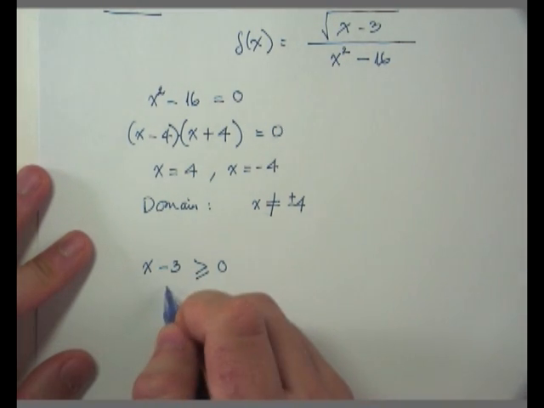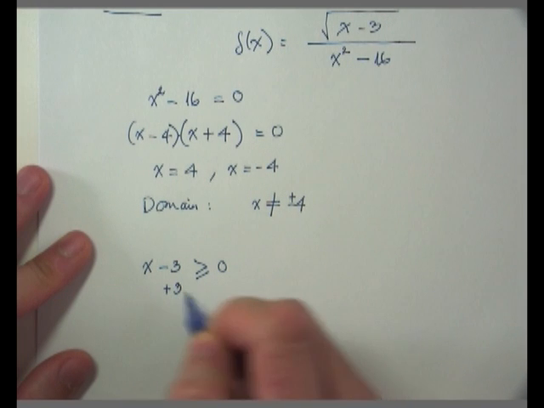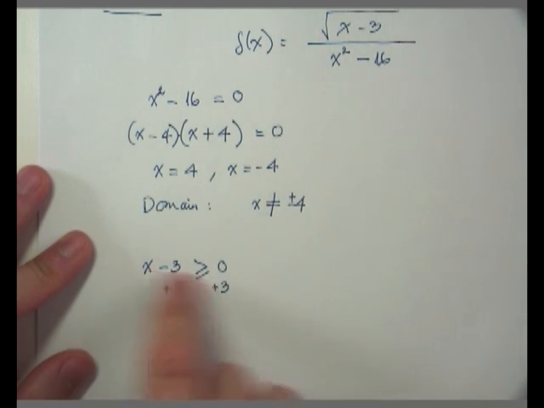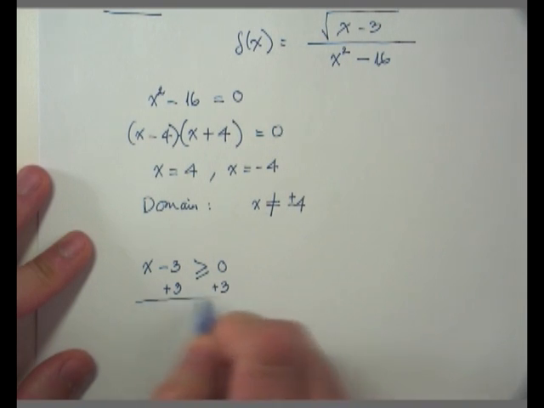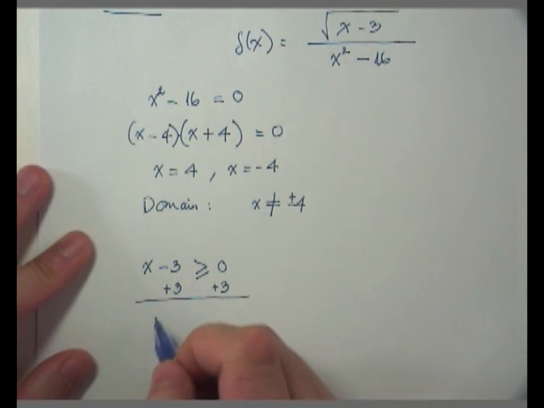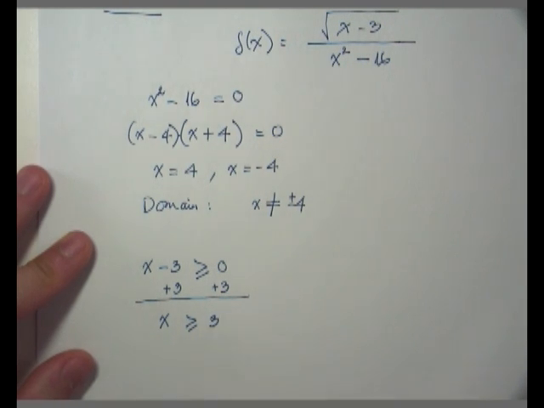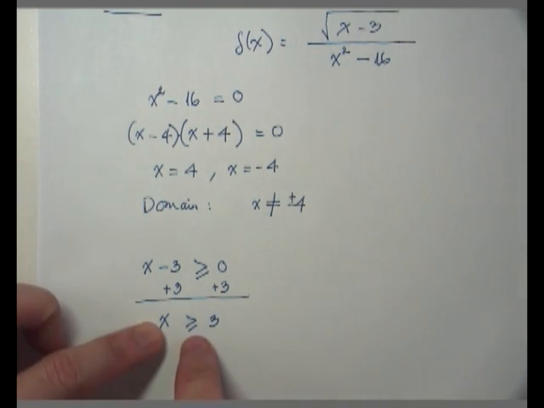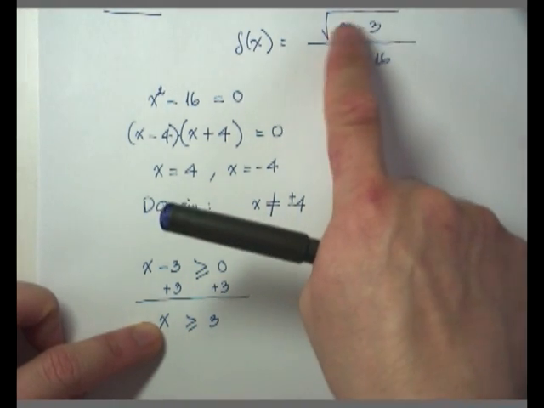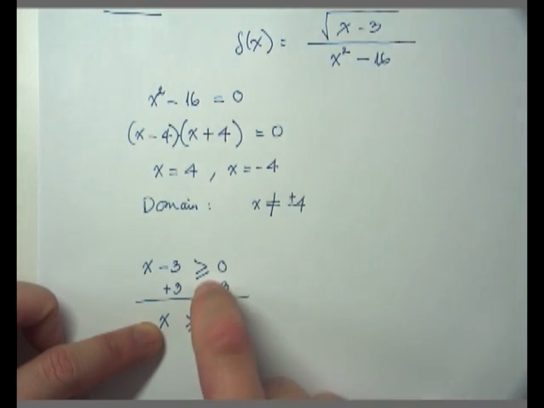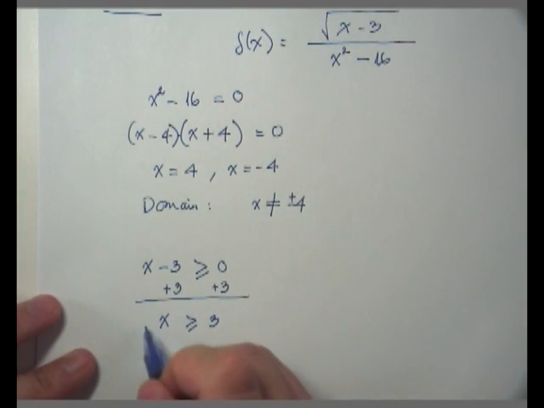Now I need to find the x values that cause the quantity to be greater than or equal to 0, and to find that, I'm going to solve this inequality. Adding 3 to both sides of the inequality gives me x greater than or equal to 3. Those x values greater than or equal to 3 satisfy the quantity underneath the square root being greater than or equal to 0. So this is also another part of the domain.